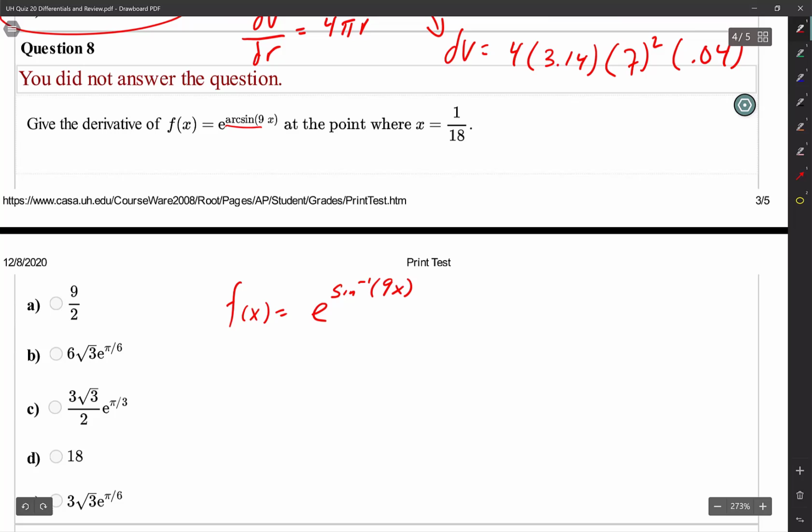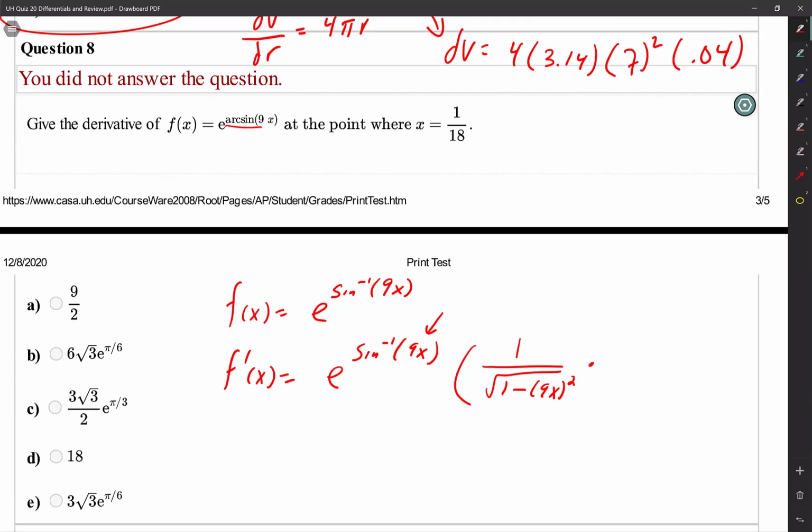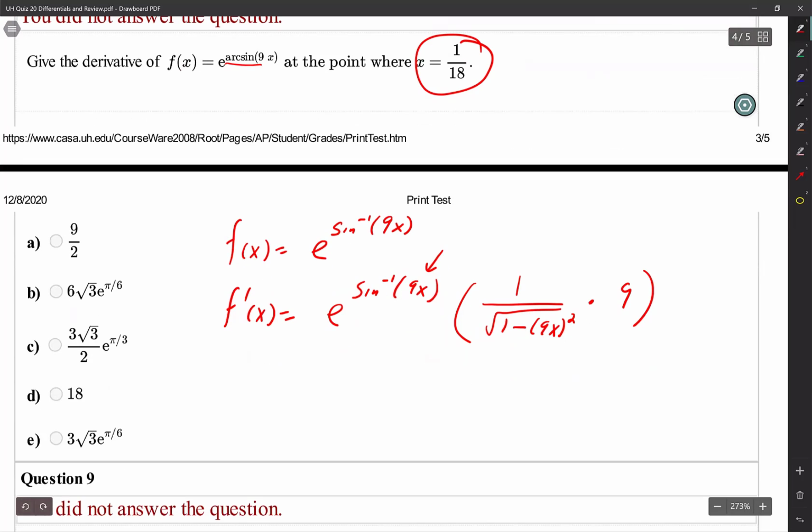All right, let's see if we remember. The derivative of e to the x is itself, so e to the arc sine of 9x. And then I have to do the derivative of arc sine. Do you guys remember the derivative of arc sine? Perfect: 1 over the square root of 1 minus u squared, where u is 9x, and we're still not done, times the derivative of 9x, which is 9. There it is. I'm going to plug in what x value? 1/18. So let's see what that is.